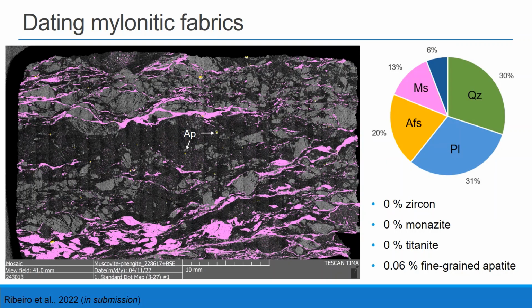So this is a TIMA map, just an automatic mineral identification, highlighting the muscovite against the background. And just to give a brief overview of the mineralogy, we have pretty much 30% quartz, 31% plagioclase, 20% alkali feldspar, 13% muscovite, 6% minors.